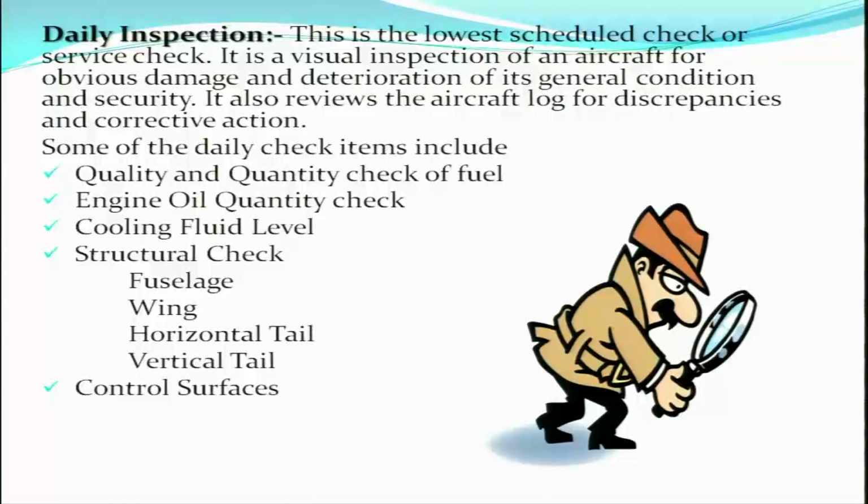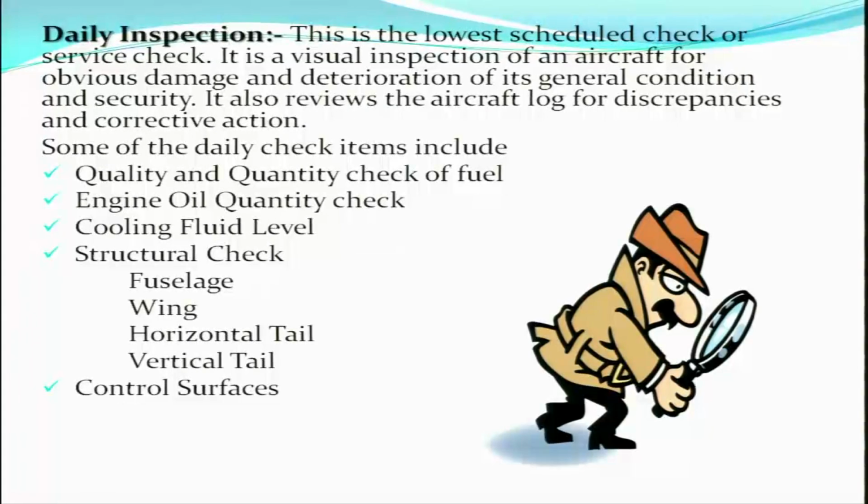Next inspection is the daily inspection. This is the lowest schedule or the service. It is a visual inspection of an aircraft for obvious damage and deterioration of its general condition and security. So daily inspection is mainly a visual inspection of any damage or deterioration of any component. It also reviews the aircraft log for discrepancies and corrective action.